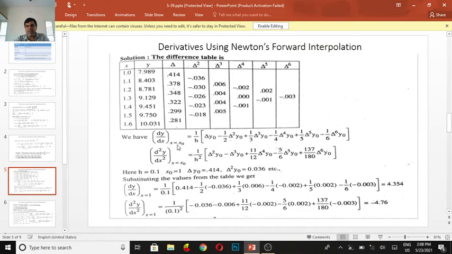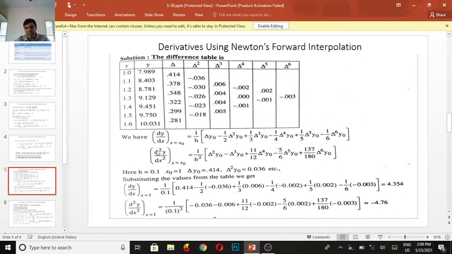Now first we find the first derivative, dy by dx at x equal to x naught. The formula is 1 by h of del y naught minus 1 by 2 del square y naught plus 1 by 3 del cube y naught minus 1 by 4 del raised to 4 y naught plus 1 by 5 del raised to 5 y naught minus 1 by 6 del raised to 6 y naught. Because there are 6 terms here, the sixth difference is needed. So again I'm substituting the values.